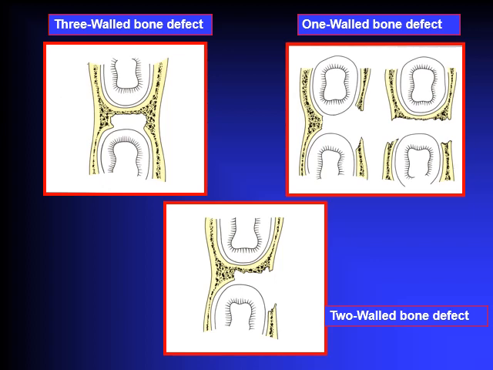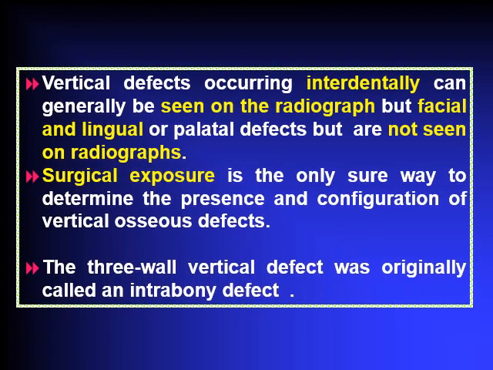Here, the lower slide shows you a 2-walled bone defect, in which we have only 2 walls intact or present: the lingual wall and the mesial wall. Any two walls, buccal and lingual, lingual and mesial, lingual and distal, etc. Any 2 walls, it is named a 2-wall bone defect.